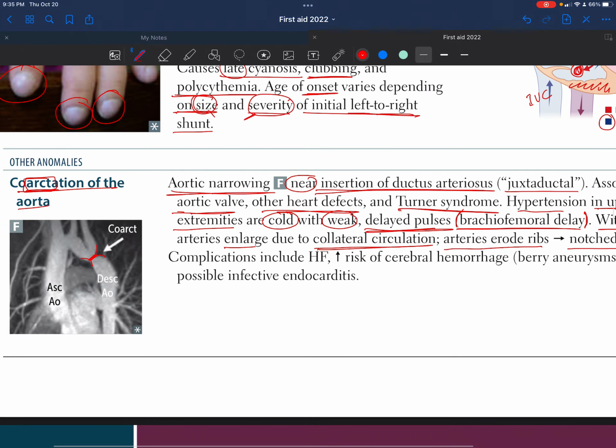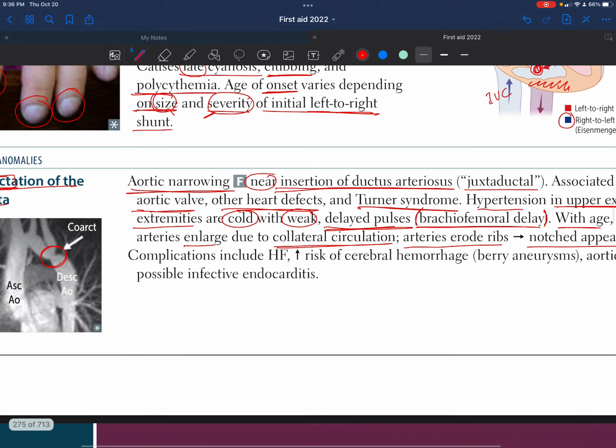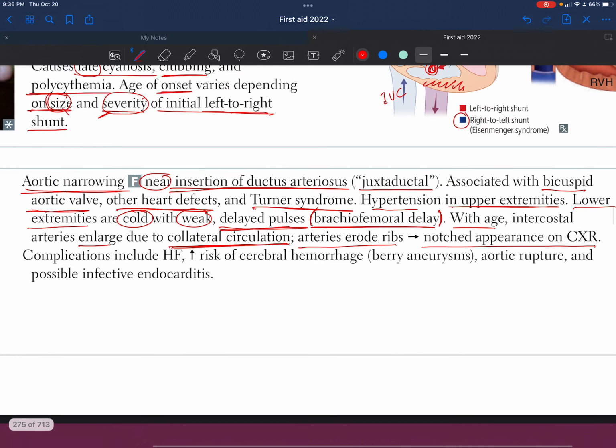So what happens is that the body needs to do something to overcome this constriction over here. So it starts creating new circulation called the collateral circulation. So these arteries erode the ribs. They're just so close to the ribs. That's why they have a notched appearance on chest x-ray.